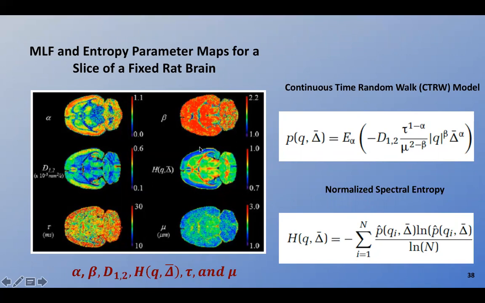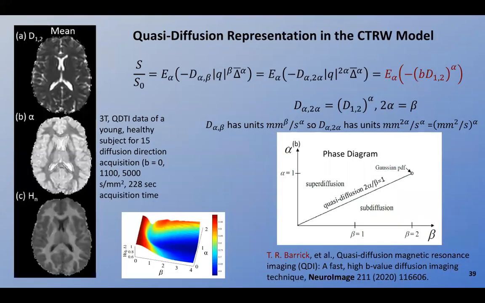Carson had some wonderful success applying an entropy model where he used normalized spectral entropy to combine all these factors into a very high contrast representation. These experiments took a long time. I mean, hours to do the data collection, and they were applied to a fixed tissue that had been removed from animals. So the question is, can you do this in a living animal?